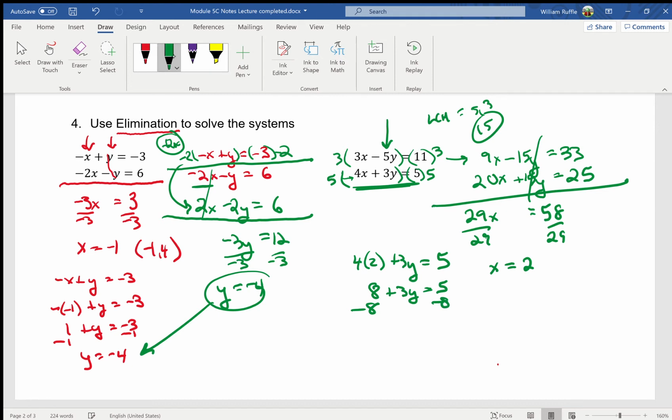Subtract 8. 3y equals negative 3. Divide by 3. I get y equals negative 1. So my answer is 2 comma negative 1.